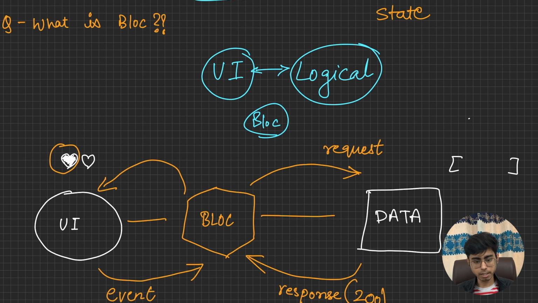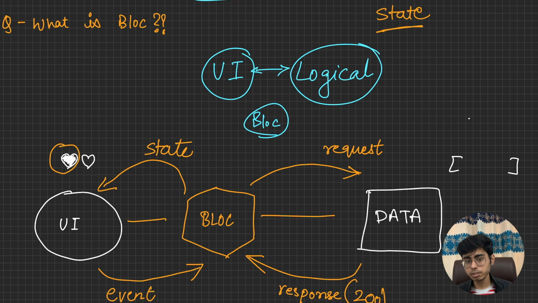Hey, you sent an event that you clicked on the like button. Now we have already successfully liked your post. In the database also, in the cache also, everything is updated, right? So what will the bloc send? It will send a state. So this is called state. This is the general mechanism. Only this is done by the bloc, nothing else.